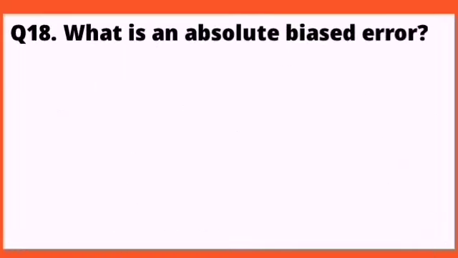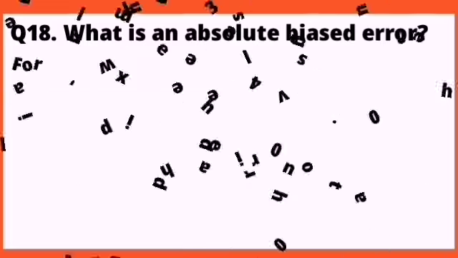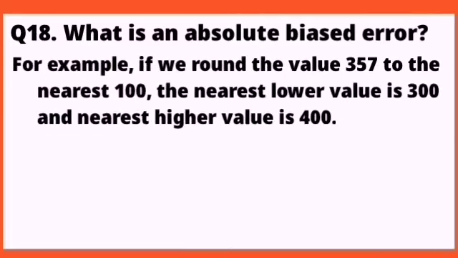Question 18. What is an absolute biased error? Answer. When the figures are rounded straightway to the nearest lowest unit of rounding or to the nearest highest unit of rounding, the difference between actual and estimated rounded values in the two cases are called biased errors. For example, if we round the value 357 to the nearest 100, the nearest lower value is 300 and nearest higher value is 400.